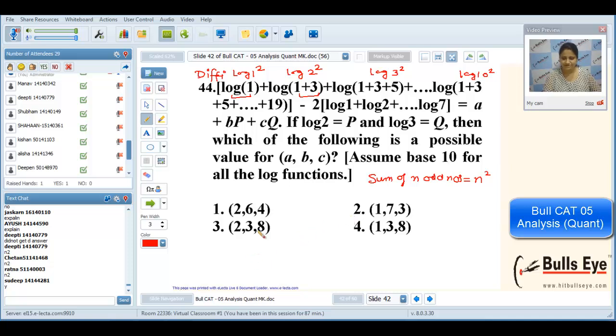Now take the expression. I'm applying the property of log. The first expression will become log of 1 square into 2 square into 3 square and so on up to 10 square, minus twice of this thing. I'm applying log's property again. It will give you log of 1 into 2 into 3 and so on up to 7, its whole square. Sorry, this is not so. That is the thing. I'm applying log's property.